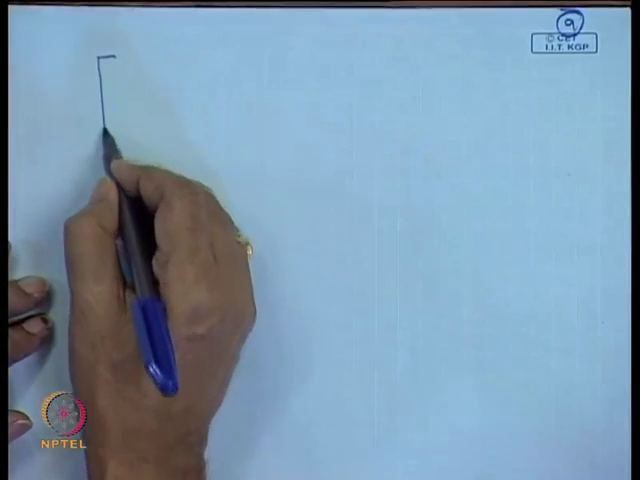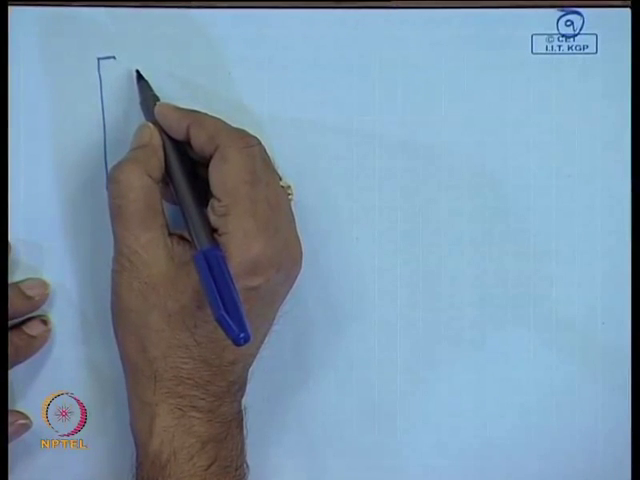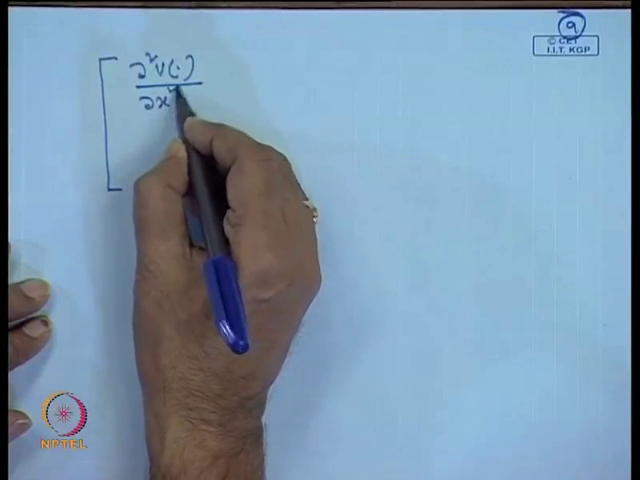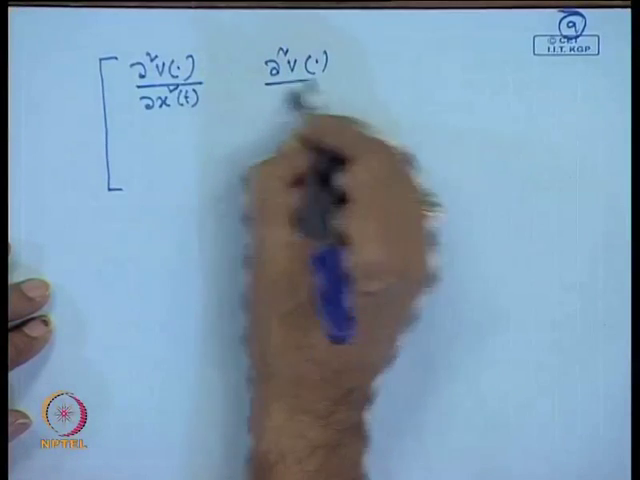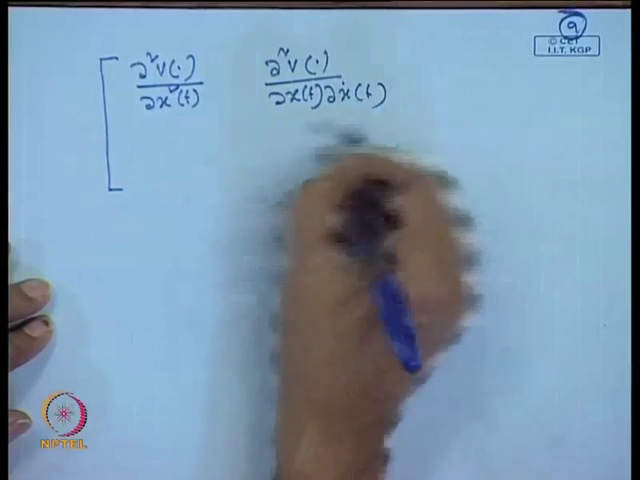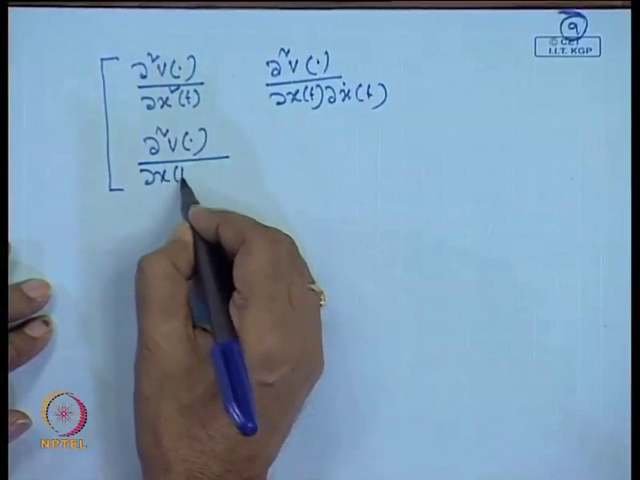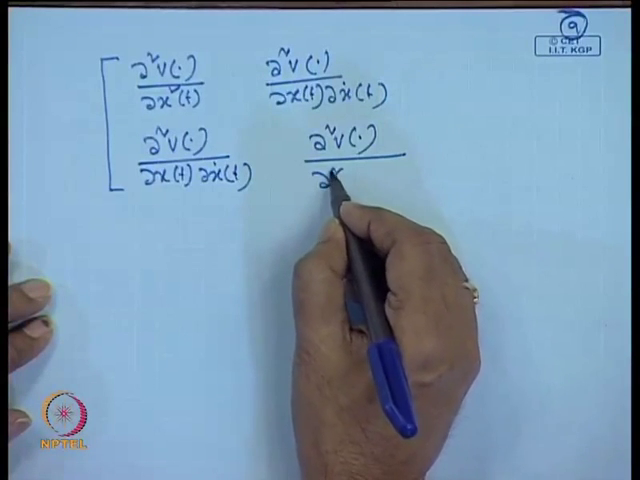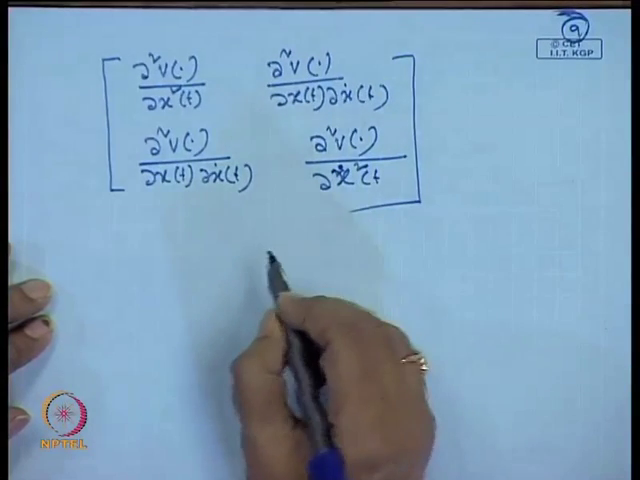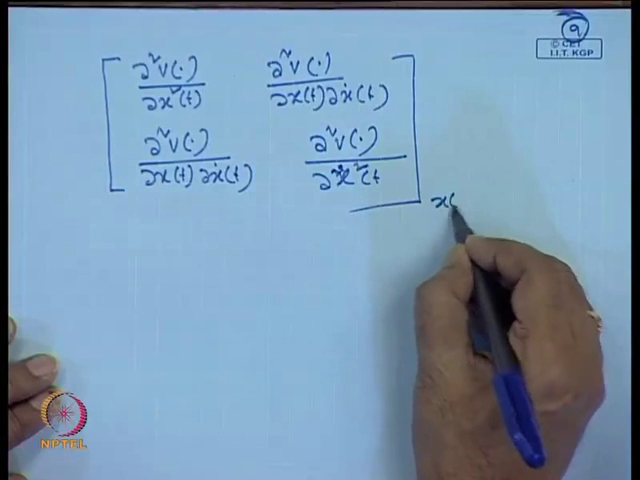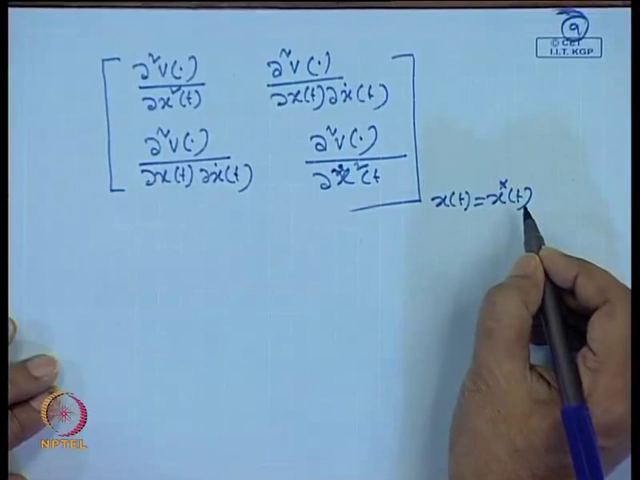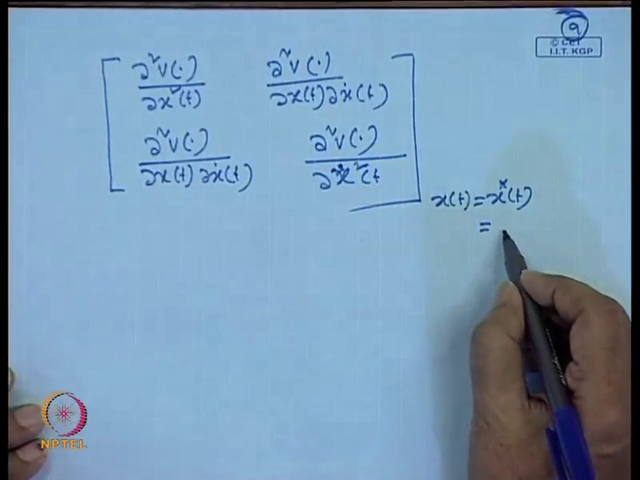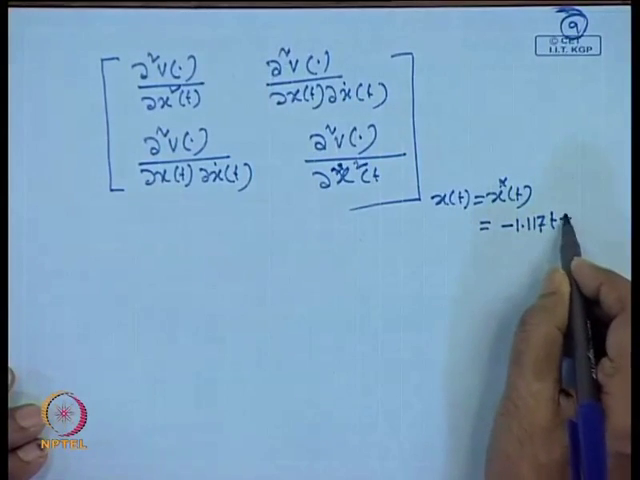If you recollect, the Hessian matrix, as we discussed in static optimization problems. The Hessian matrix is del square v by del x square of t, del square v by del x of t into del x dot of t, del square v by del x of t into del x dot of t, del square v by del x dot square of t. This value you find out at the trajectory x(t) equal to x star of t. What is x star of t? In the first case, we got x star of t equal to minus 1.117 t plus t cube.